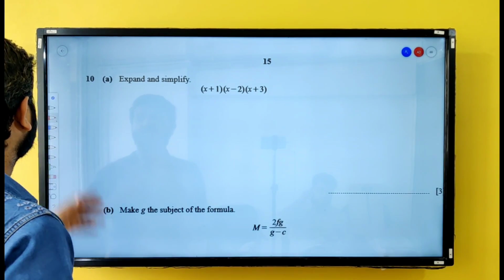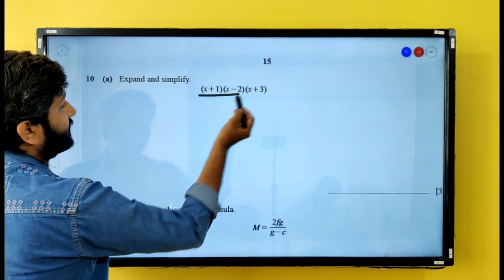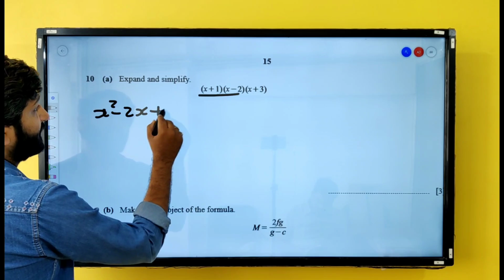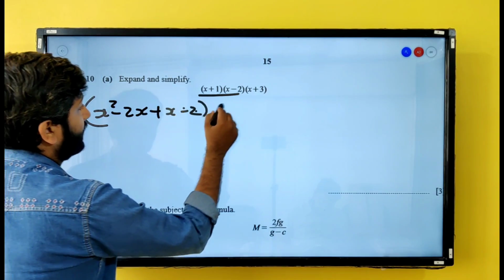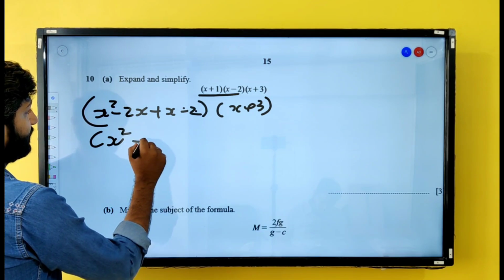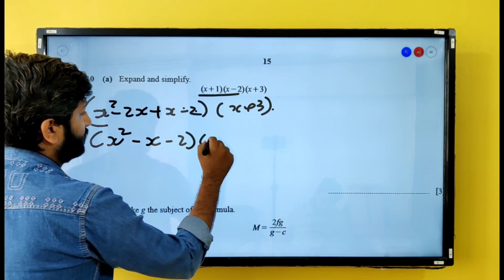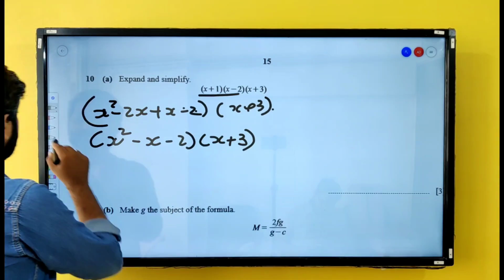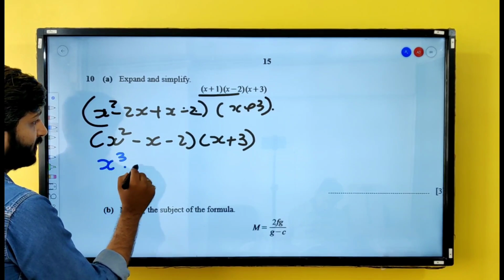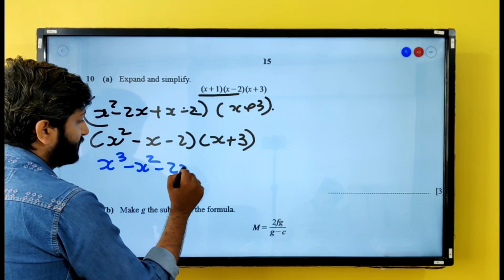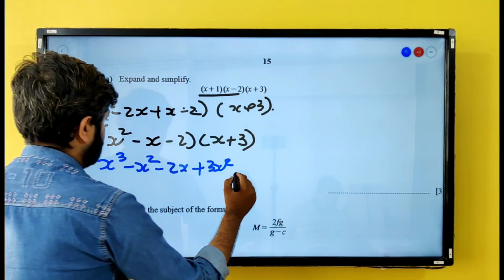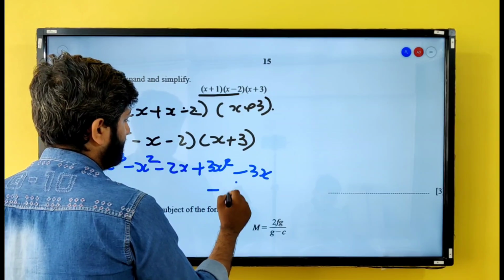Expand and simplify. Pretty easy question. Let us first try to expand these two brackets. You have x square minus 2x plus x minus 2 into x plus 3. So I can simplify this: x square minus x minus 2 into x plus 3. Now let us multiply x with this term and then 3 with this term. So here we have x cube minus x square minus 2x plus 3x square minus 3x minus 6.